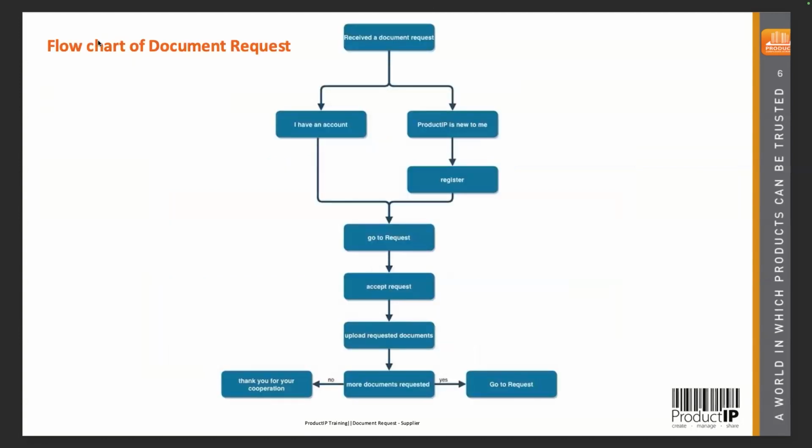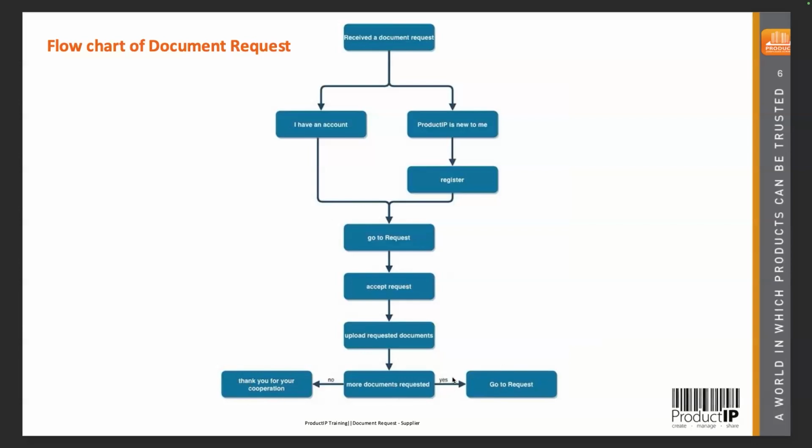So this is a flowchart of a document request. You have received a document request from your customer. If you already have an account, meaning you have already done a document request before, you can go to the request directly. You can accept the request. You can upload requested documents. And if you have uploaded all documents and your customer accepted, then the document request is finished.